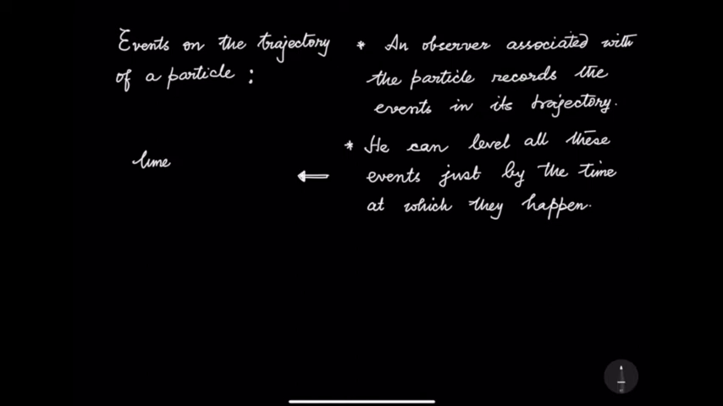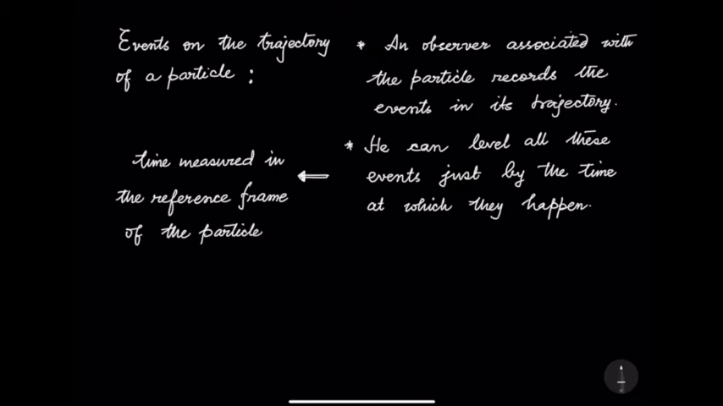So this label of time, which is measured in the reference frame, and when I say reference frame, now it is an inertial reference frame of the particle, I call tau. It has a name, it's called proper time. We'll see why it is called proper time at the end of today.